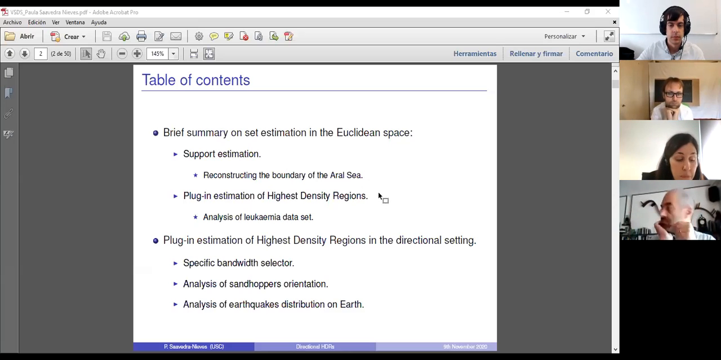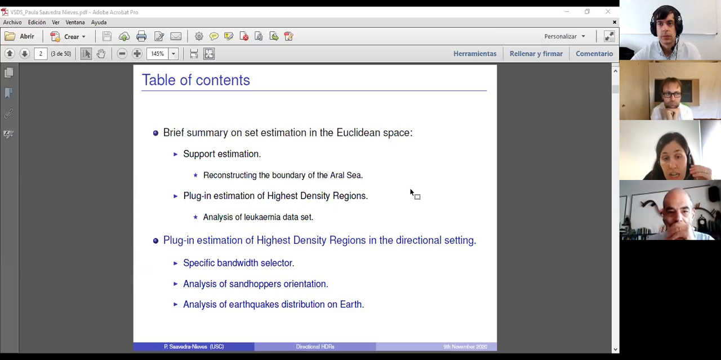Then I will talk on the nonparametric plug-in estimation of highest density regions. This is another common problem in set estimation. Here I will use a real data set on leukemia to illustrate the problem. Finally, I will extend the definition of highest density region from the Euclidean space to the directional setting.